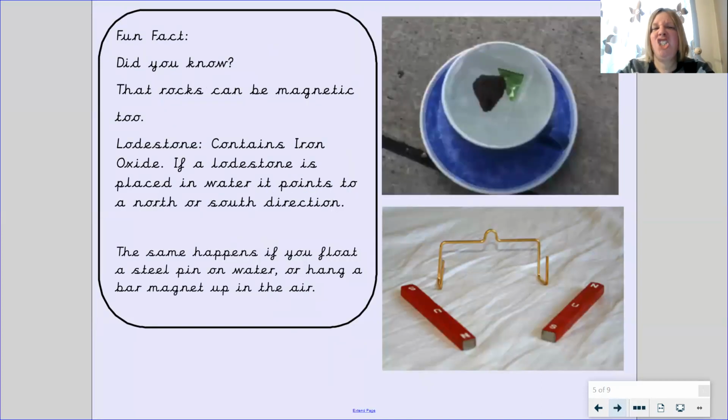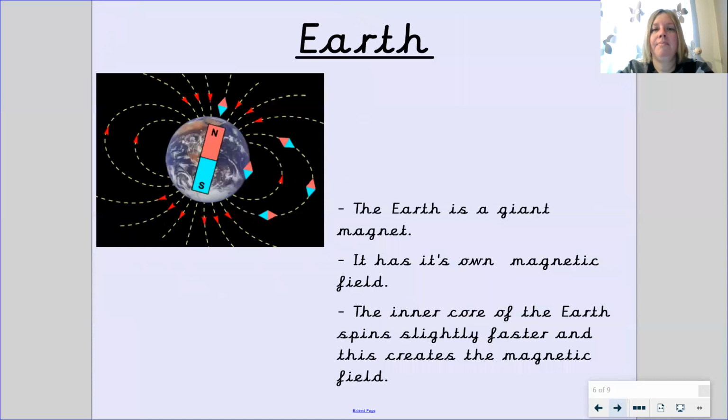Fun fact, did you know that rocks can be magnetic too? Lodestone contains iron oxide. If lodestone is placed in water, it points to a north or south direction. The same happens if you float a steel pin on water or hang a bar magnet in the air.